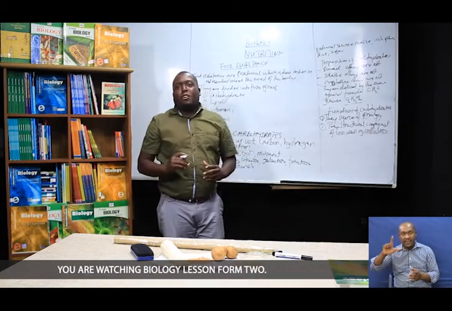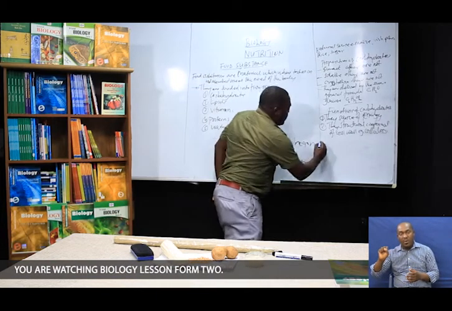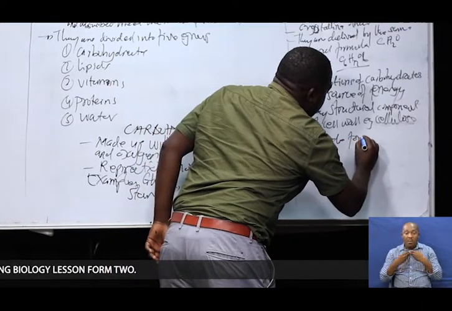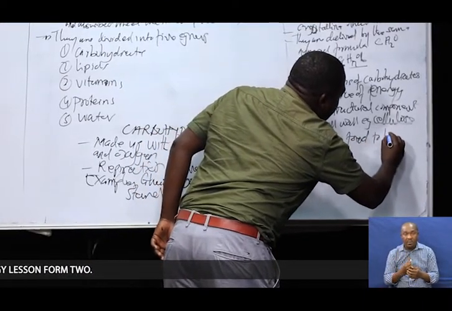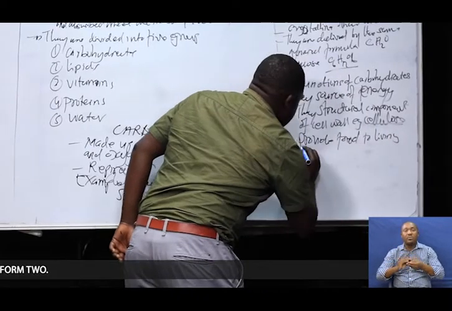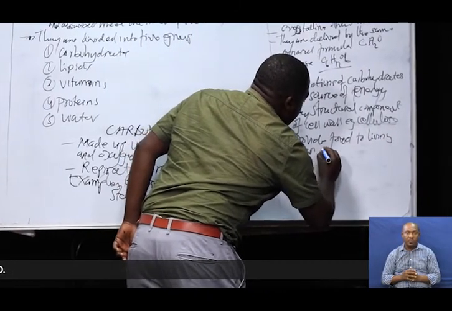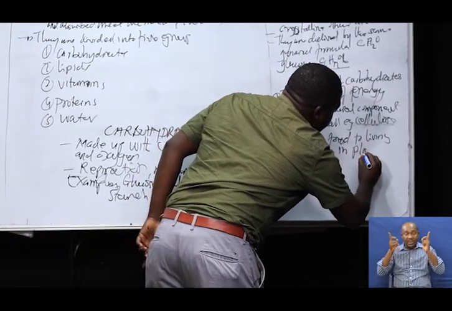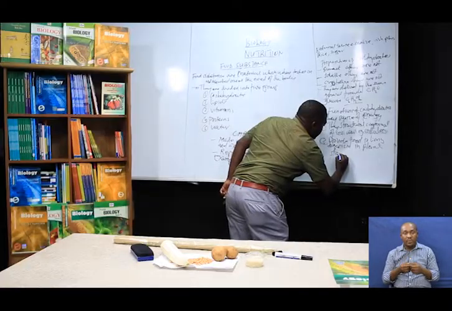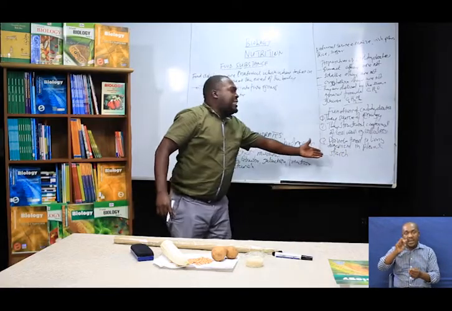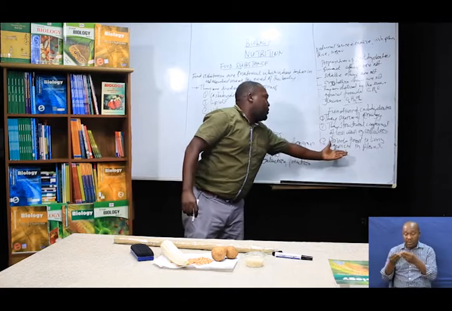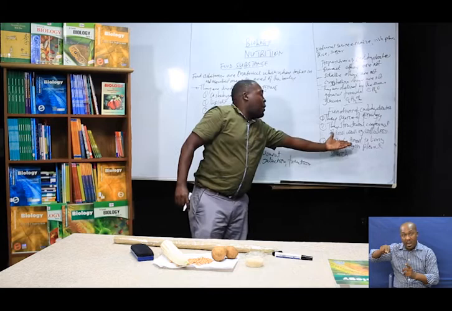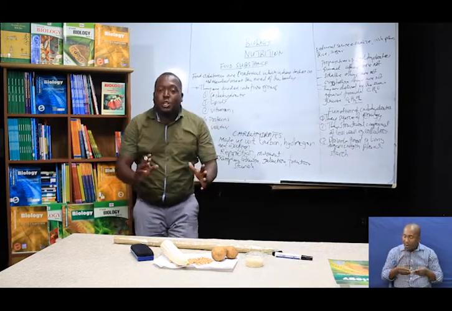The last function of carbohydrate is that it provides food to living organisms. For instance, in plants, it provides what? Starch. So it acts as a source of food in a living organism. For instance, in plants, this carbohydrate provides starch, which acts as a source of what? Of food.